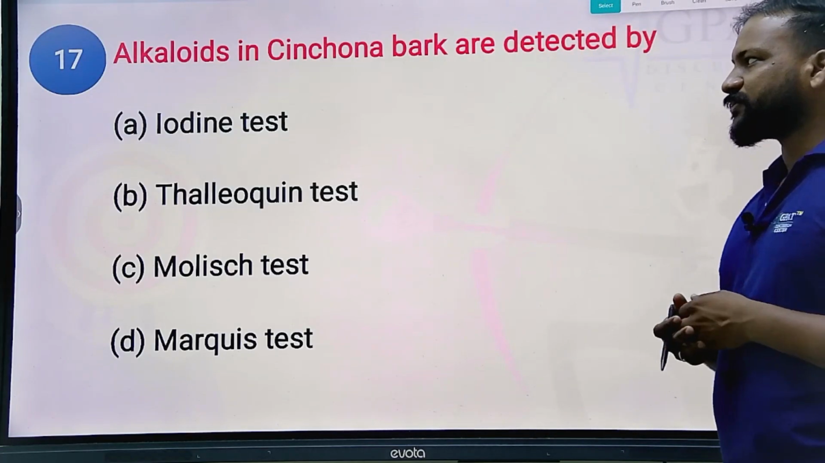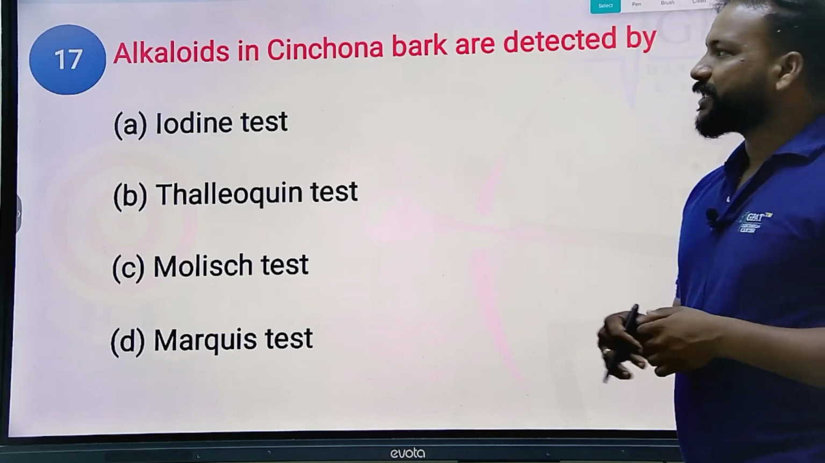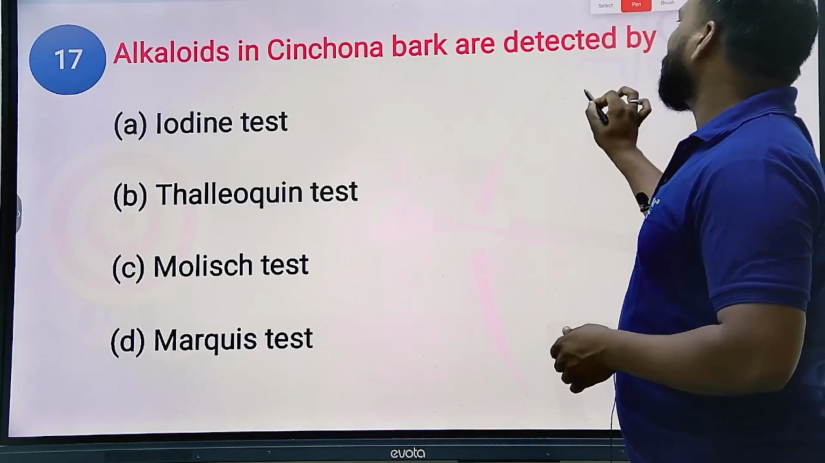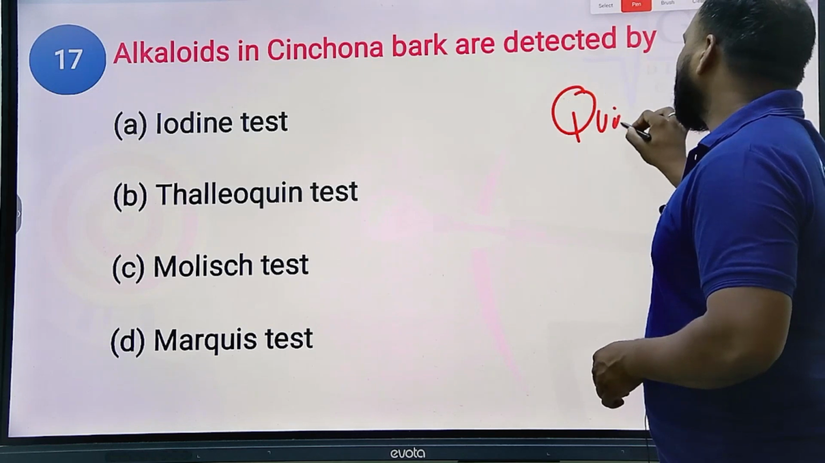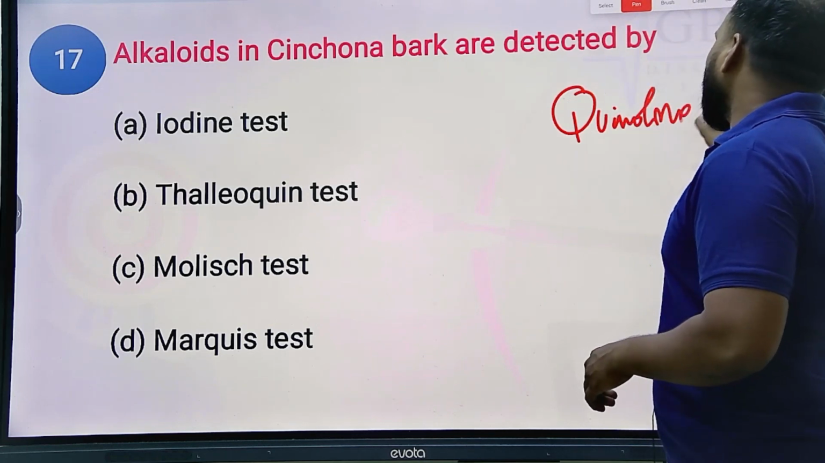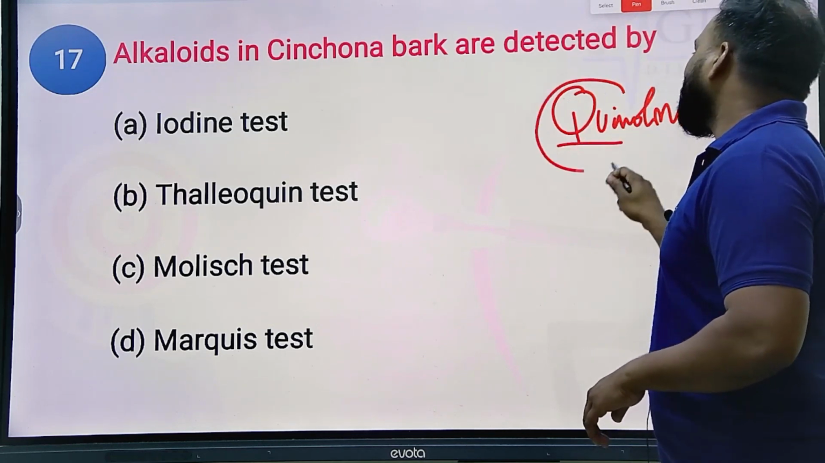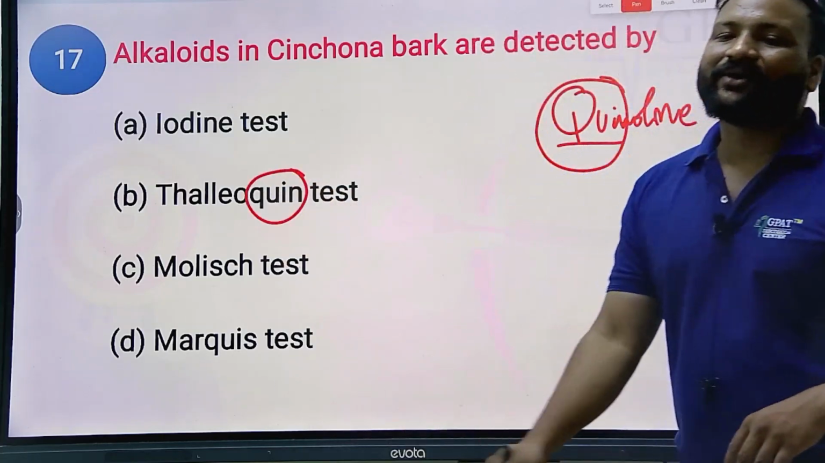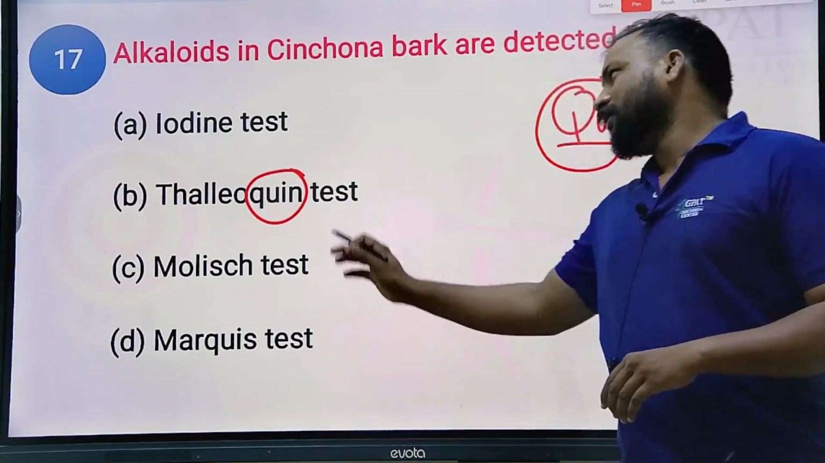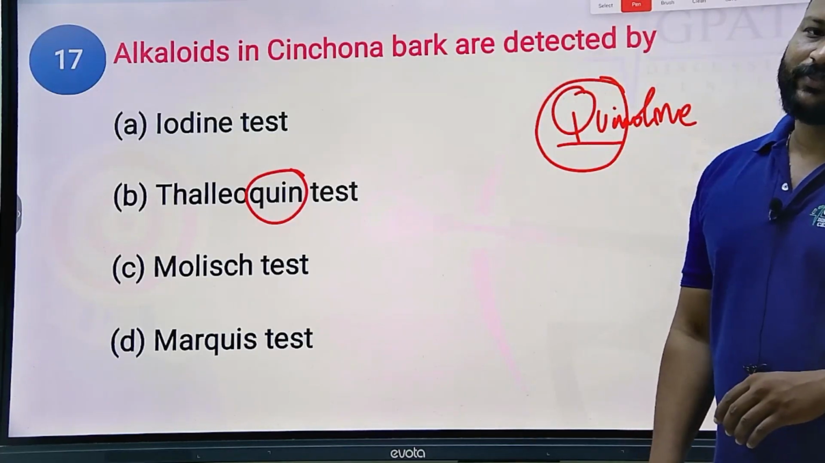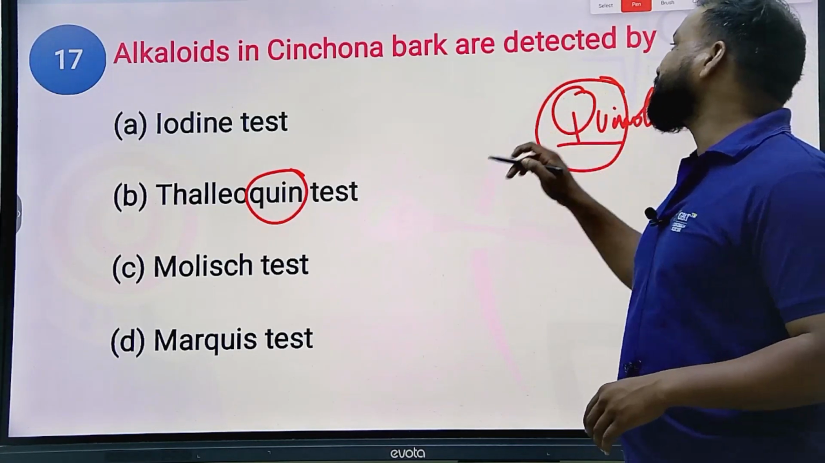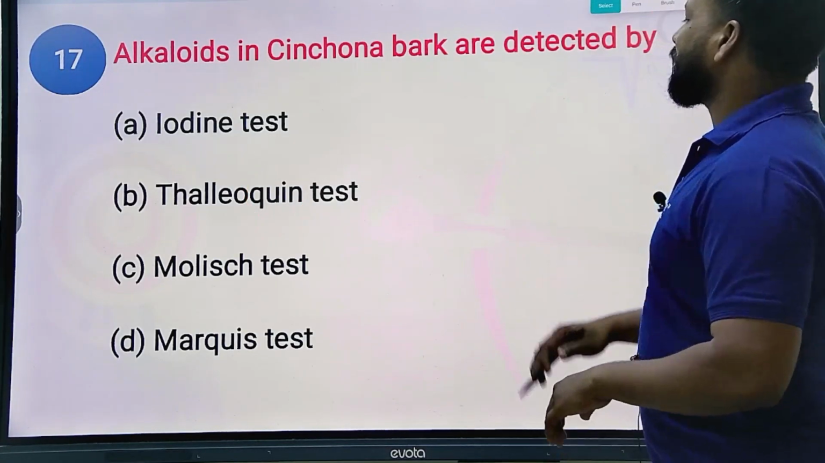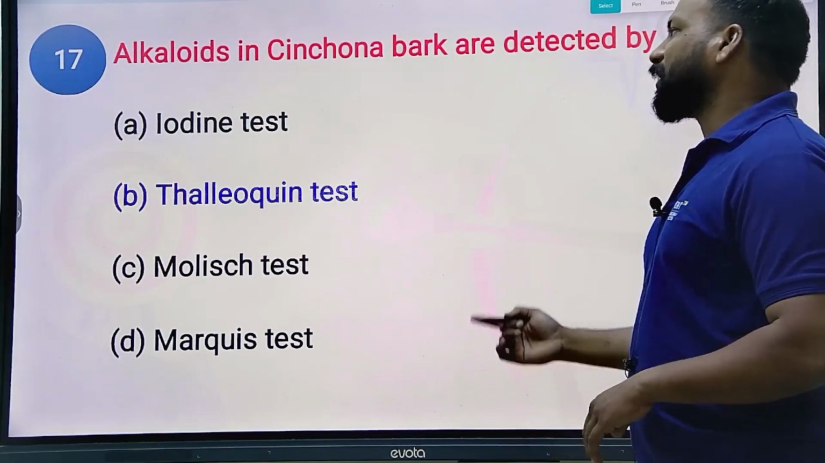You can eliminate two options from here, iodine and Molisch test. And yes, Cinchona belongs to the quinoline alkaloids. Okay, I'll give you a hint. Quinine, where you found these letters in quinine, thalleioquin. In the solution, when you add glacial acetic acid and dilute ammonia, it gives an emerald green color. Emerald green color, thalleioquin is the right answer for identification of alkaloids.